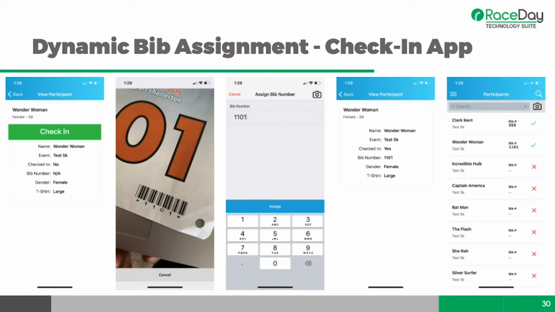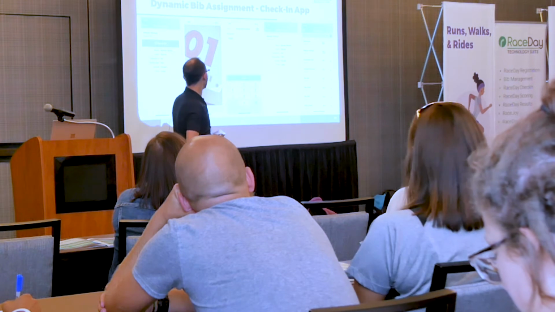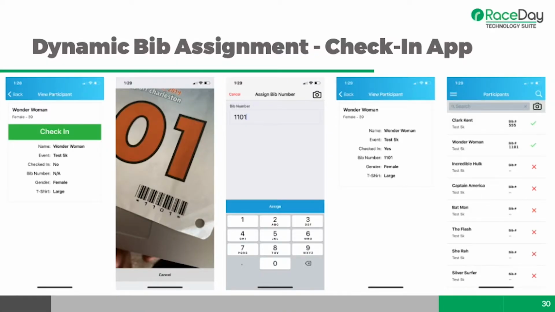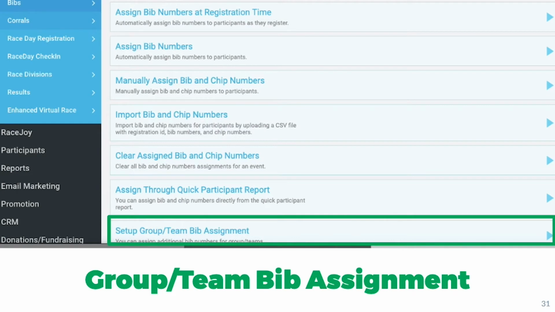So here's the process. You come in, click check in, and this screen shows up. Bam, you get your 1101 bib number. It's assigned, and they're in the report, and all good. It's a lot faster. It's going to reduce the amount of errors you have in your system. So I highly recommend trying it out if you haven't already.